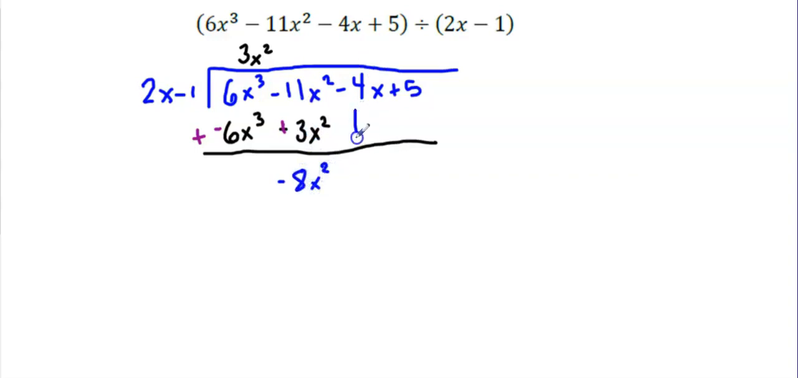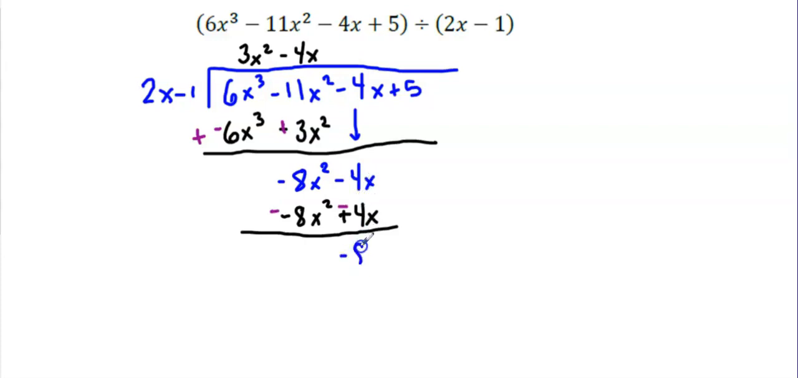And then I'll bring down this minus 4x. What times 2x gives me negative 8x squared? That would be a negative 4x. Negative 4x times 2x gives me negative 8x squared. And then negative 4x times a negative 1 gives me a positive 4x. And then I'll subtract. Negative 4x minus 4x is negative 8x.